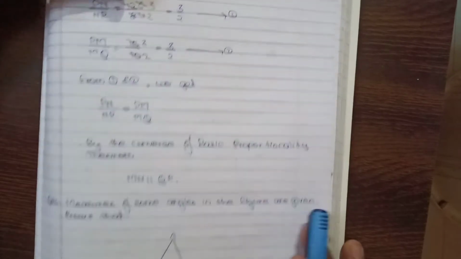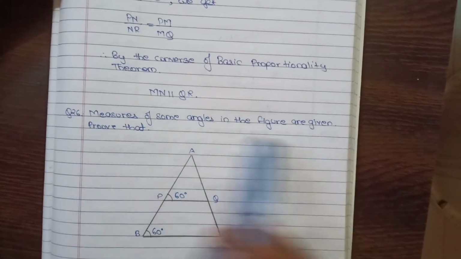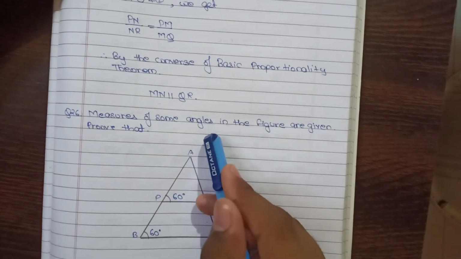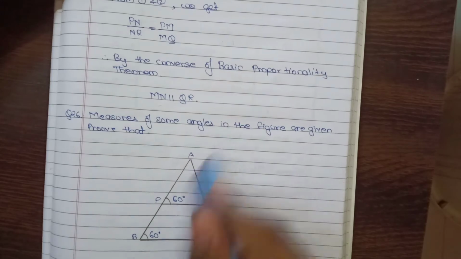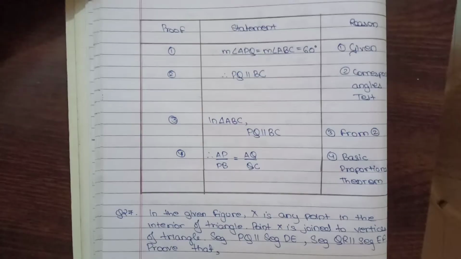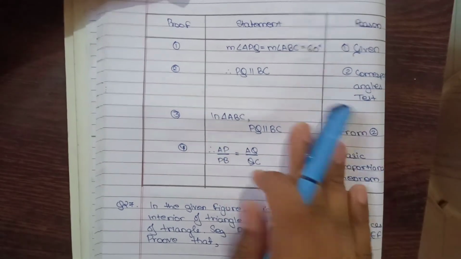Now next we'll take another question. Measures of some angles in the figure are given. We have been given the measure of angle APQ and angle ABC, both are 60 degrees. What we have to do is prove that AP upon PB equals AQ upon QC.